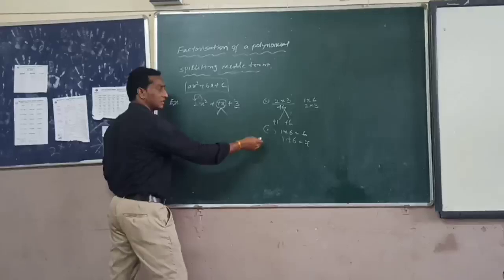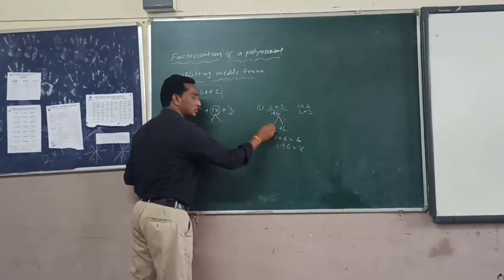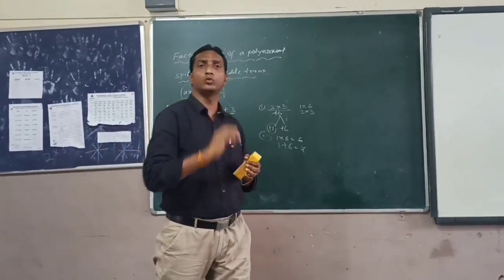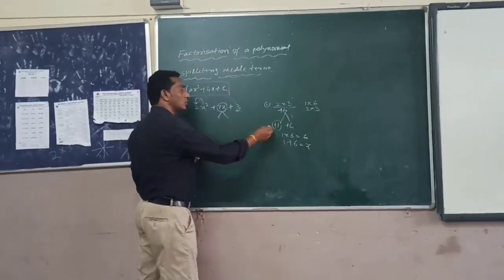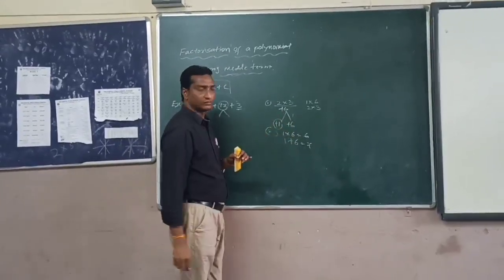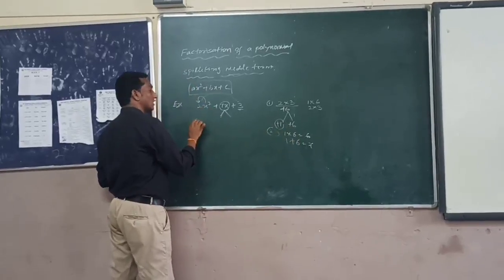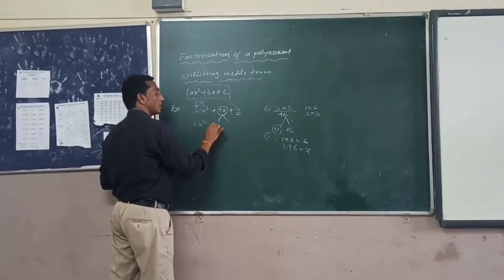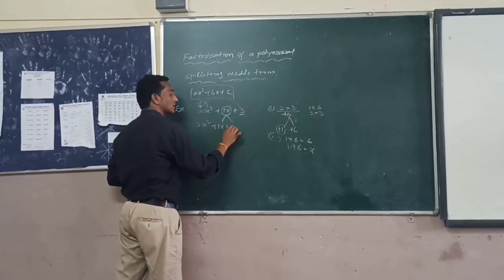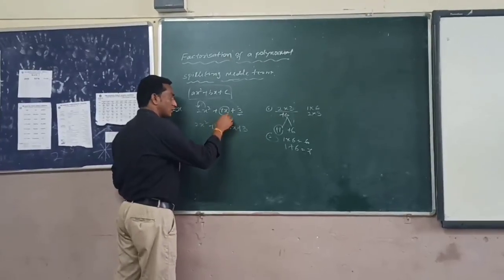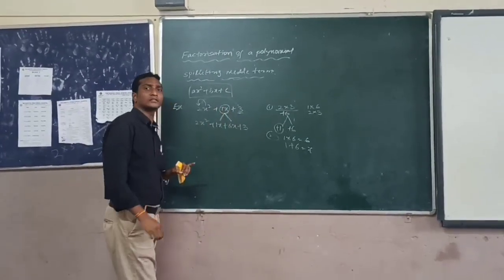The middle term is 7x. So 7x is divided into two parts. Split means divided into two parts. So 7 is divided into 1 and 6, so this is 1x and this is 6x. This can be written as 2x square plus 1x plus 6x plus 3. Here, 1x plus 6x is equal to 7x.